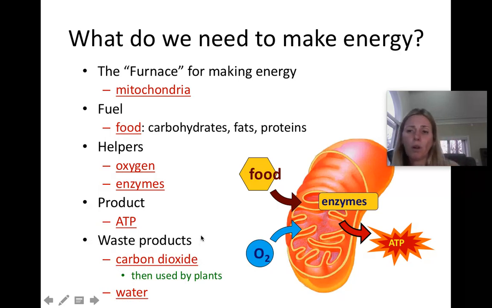So even though we call carbon dioxide a waste, it really is used by plants in order for photosynthesis to take place. So what is a waste to us is value to other organisms. But in this process, we do call it a waste product because we ourselves are not using the CO2.